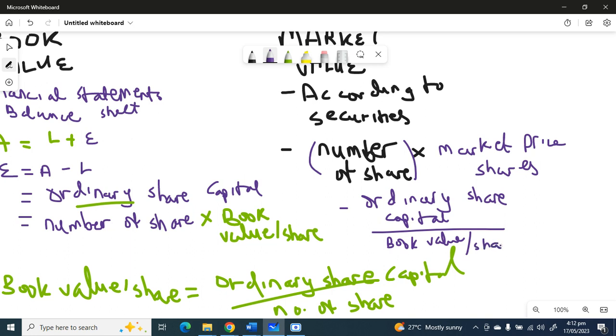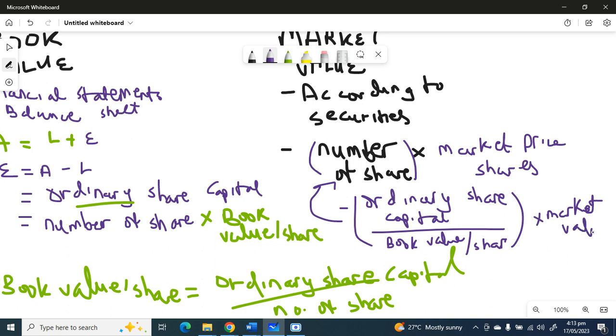All right. Once you divide the ordinary share capital, remember this is the money received from selling shares. All right. So once you divide the ordinary share capital by the book value or par value or the nominal value or the face value per share, that gives you the number of shares. So once you have the number of shares, then you just multiply it by the market price, and that gives you the market value of equity.